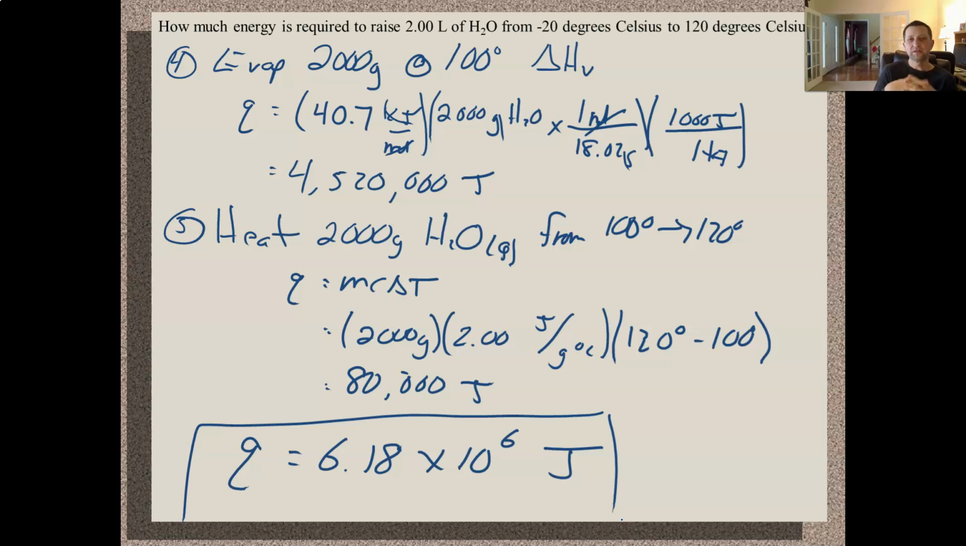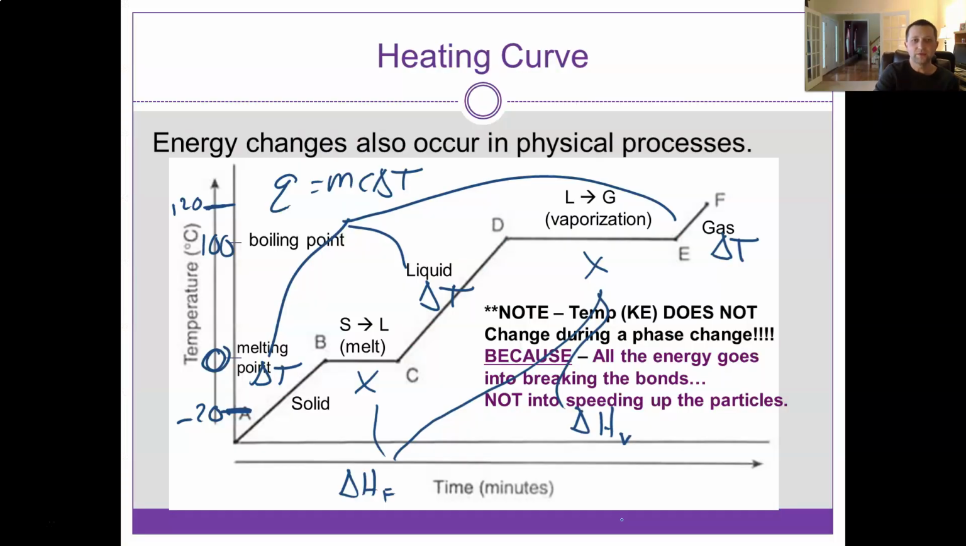So to conclude all this, during your phase changes, you can't use Q equals MC delta T. That's where the two X's are on here. So between B and C and D and E, you can't use Q equals MC delta T there because there's no delta T. And between A and B, C and D, and E and F, you have to use Q equals MC delta T. That's where your kinetic energy change is occurring.